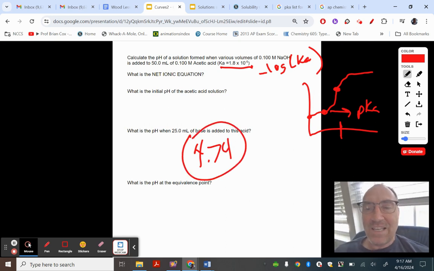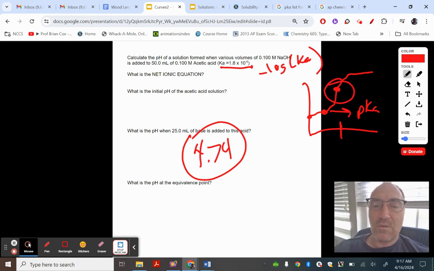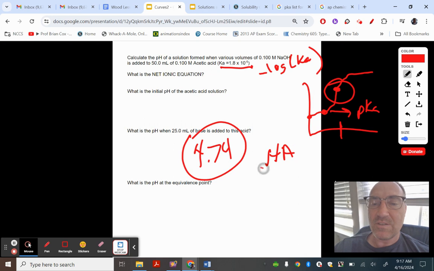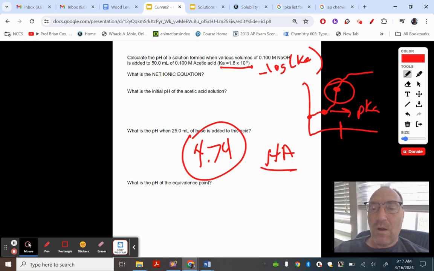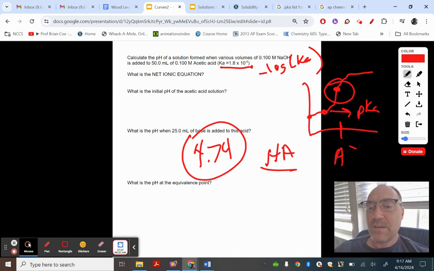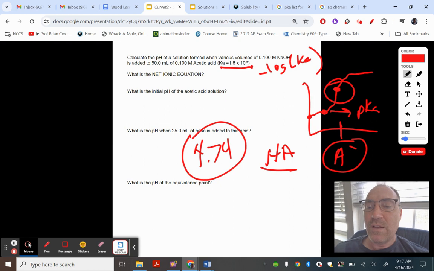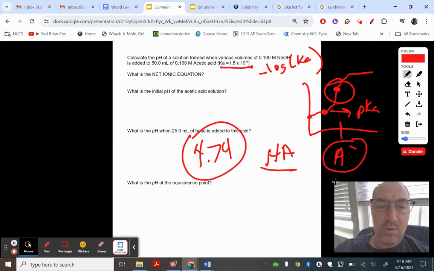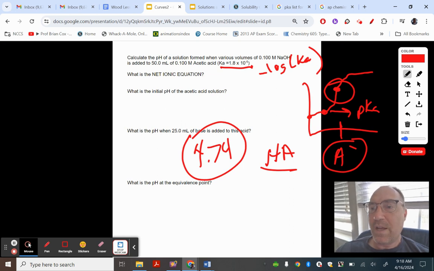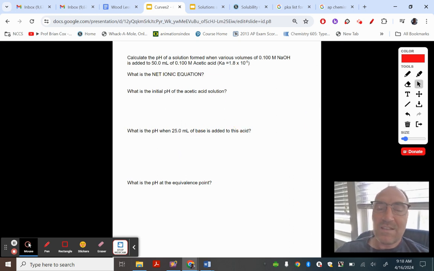And then finally, once you've neutralized all of the acid, so now all the HA is gone, okay, HA being acetic acid, and now all you have is A minus. What you have to do is find the pH of a bunch of A minus. And the way you do that is, this is how you would do this one. Okay, let's do this one.